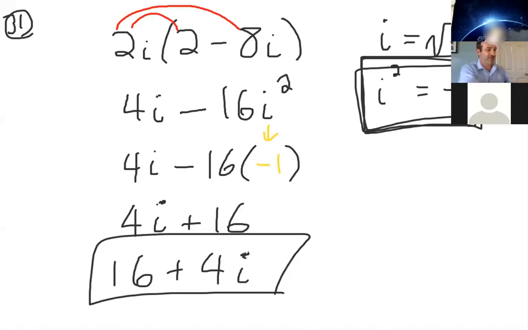Okay, so that's the only real kind of new thing there is that i squared is a negative 1. All right, let me check the answer, 16 plus 4i, that's it. Done.